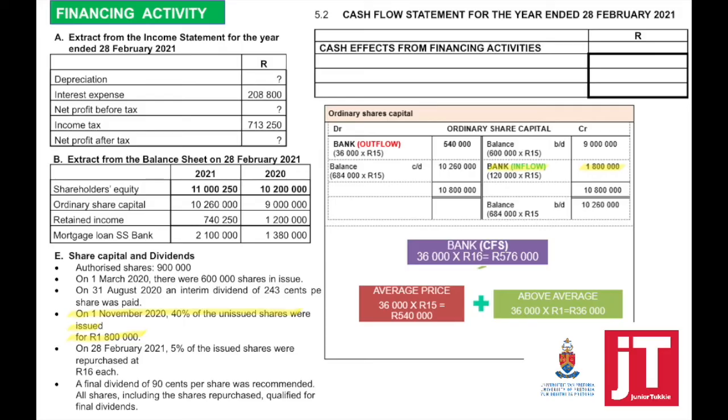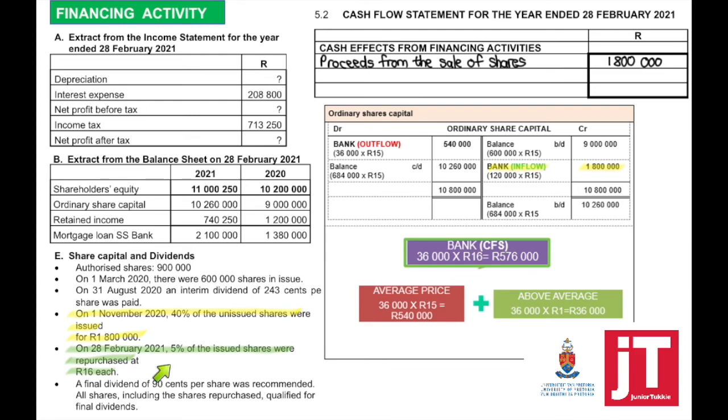If I look at the information given to us, on the 1st of November 2020, 40% of the unissued shares were issued for 1.8 million. So they provided us with the figure. So on our cash flow statement, we're going to show proceeds from sale of shares 1.8 million. No brackets because it's an inflow.